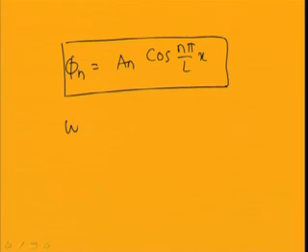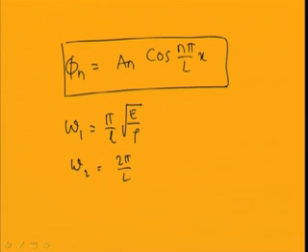So, you can write the first modal frequency equal to pi by L into root over E by rho, and the second modal frequency will be equal to 2 pi by L into root over E by rho, and similarly the nth modal frequency will be n pi by L into root over E by rho. That means, the nth modal frequency is n times the first modal frequency of the system.